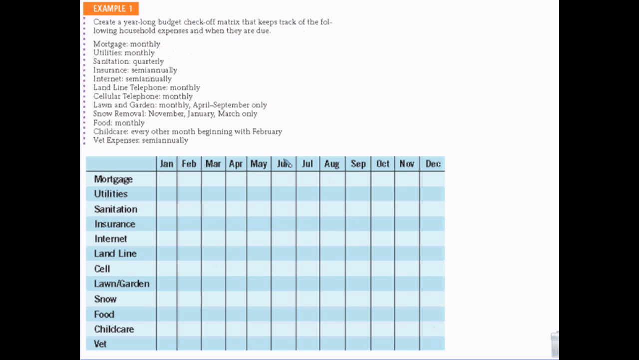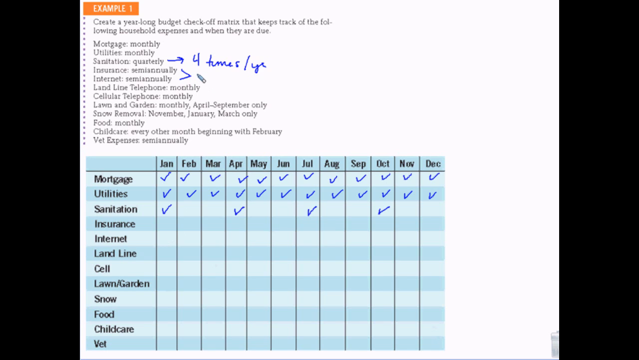Create a year-long budget check-off matrix. A mortgage is monthly. That means we check it off every single month. Okay. Utilities are monthly. Sanitation is quarterly. Okay, that's 4 times a year. Now we're going to start with January, April, July, and October. It's 4 times a year, so every 3 months. So if it happens in January, it'll happen again in April. And I just picked January as my first month just to start it.